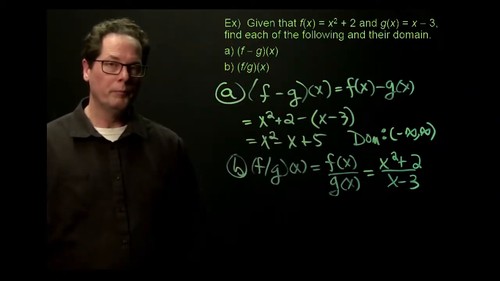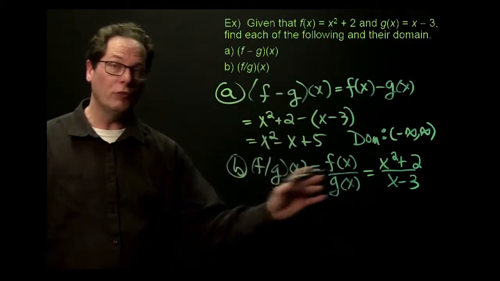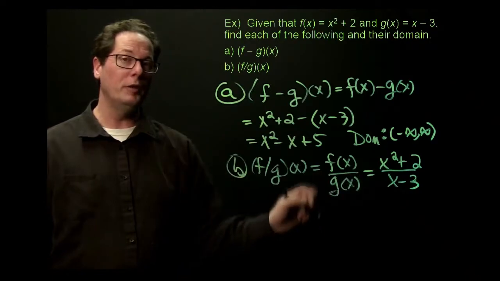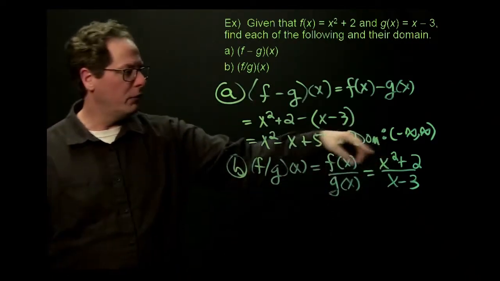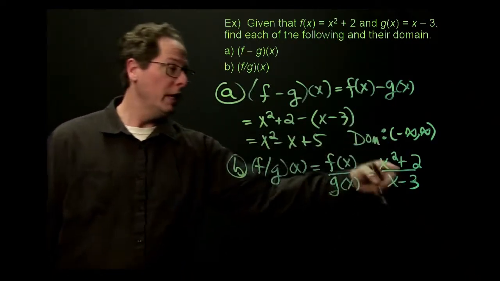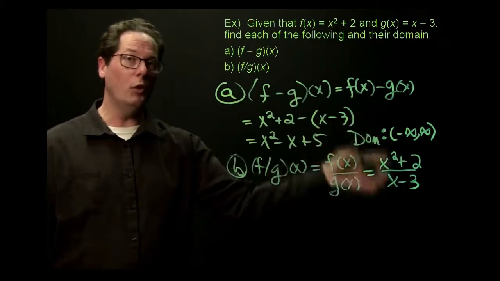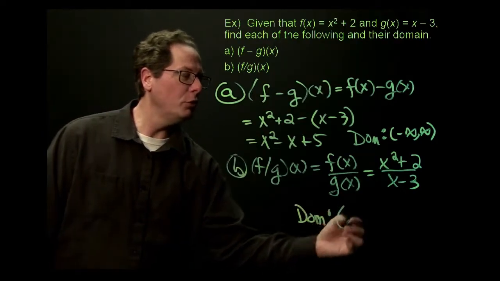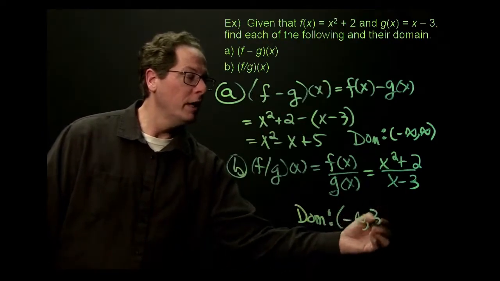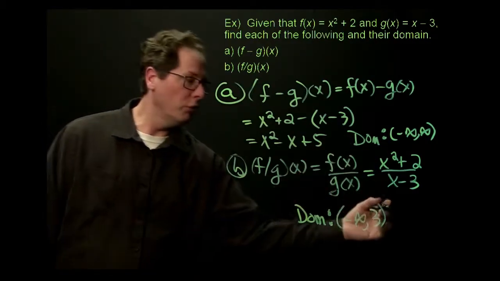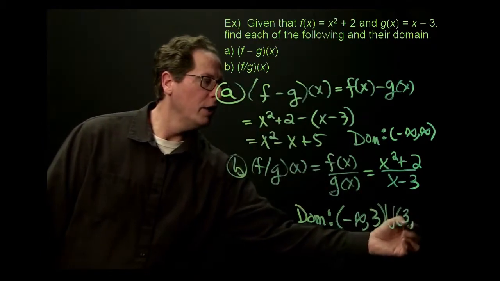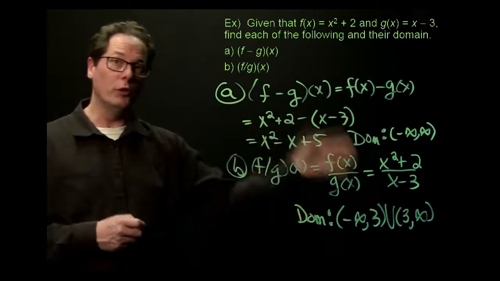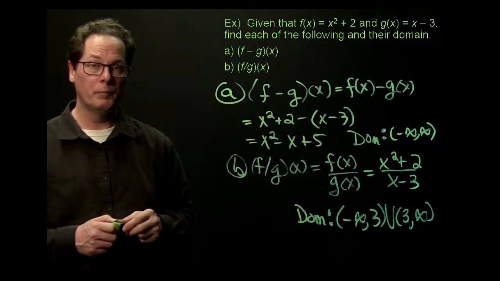Anyway, the domain leaves out 3, so we don't have division by 0. We can square things and add 2, but we can't divide by 0, so we leave out 3. Here's the domain again: from negative infinity to positive 3, then the union symbol, and then 3 to positive infinity. Those parentheses mean leave out 3. 3 is not included in the domain of this function. Anyway, thanks.